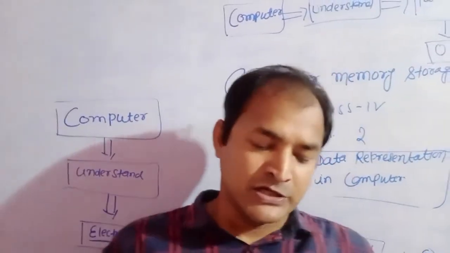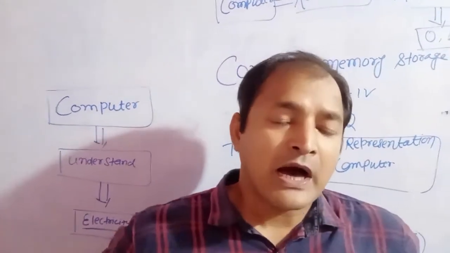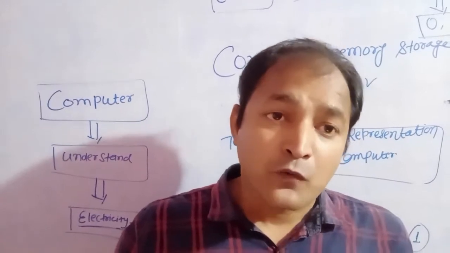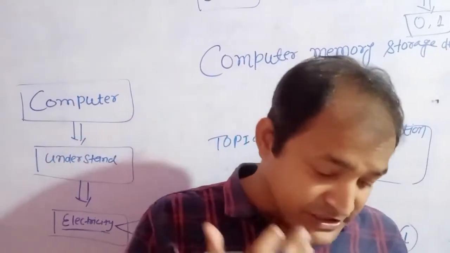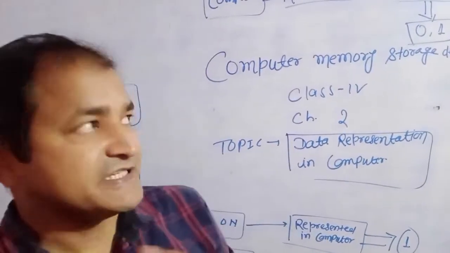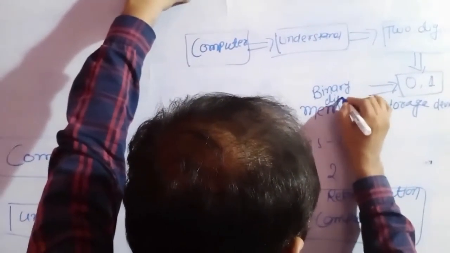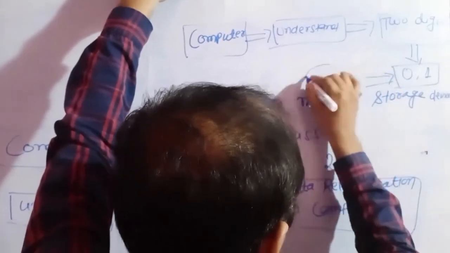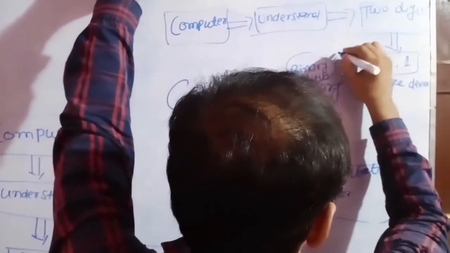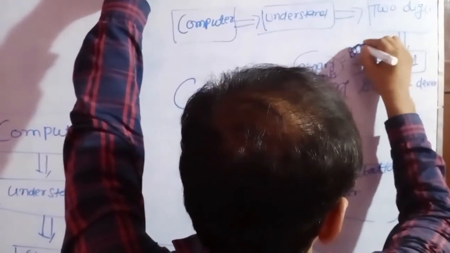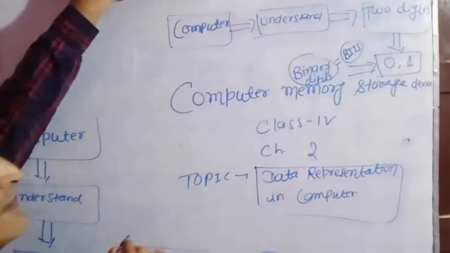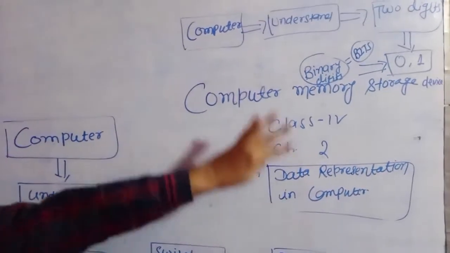These two digits 0 or 1 are also called what? These are also called binary digits, or bits. I hope every student is clear on this figure.